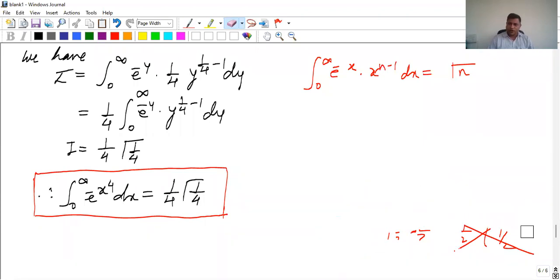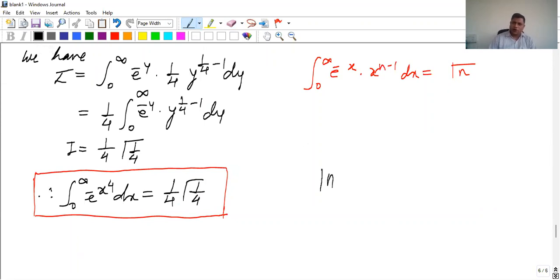Okay, so here, if you know the value, use that value. If you don't know the value, let it be as it is. So saying that gamma 1 by 4 is sufficient. We don't have to find the value of gamma 1 by 4. Yes. So we can write the answer we have got like gamma of 5 by 4, right? Yeah, it is the same. Yes, that's true.